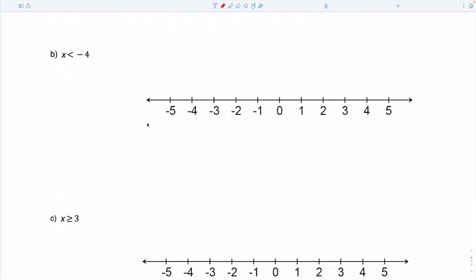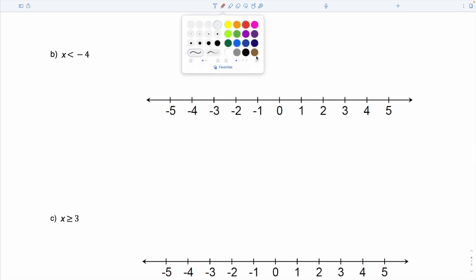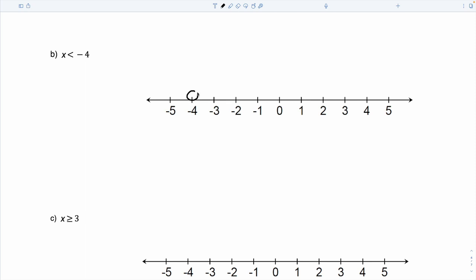Now, B, x is less than negative 4, does not have a chin. Pac-Man doesn't have a chin, go to negative 4, draw an open circle. It doesn't include negative 4. If x is less than negative 4, is negative 5 less or negative 3 less? Negative 5 is less, so I'm going to draw an arrow to the left.